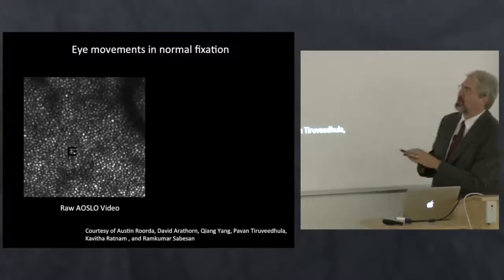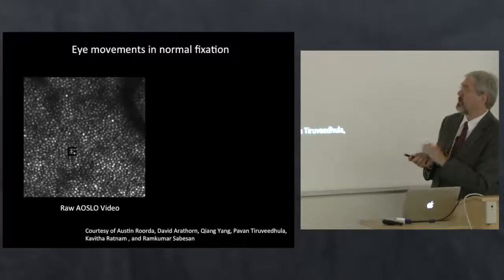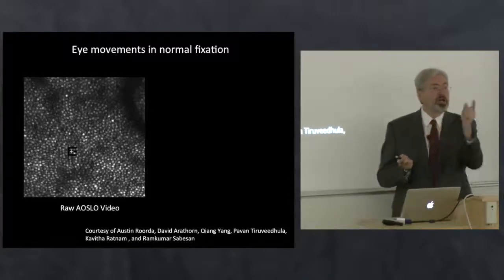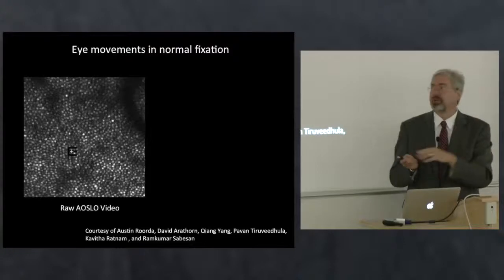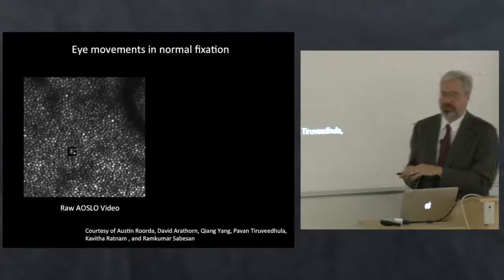But, of course, the eye is always in motion. Here's a very good fixating eye, and you can see how the photoreceptor mosaic is moving relative to this letter E projected on the retina. And this is actually work, again, from Austin Roorda's lab at UC Berkeley. And you can also see some intra-frame distortion because the eye is moving during the acquisition of a frame. It's a scanned image, and so there's also motion there.